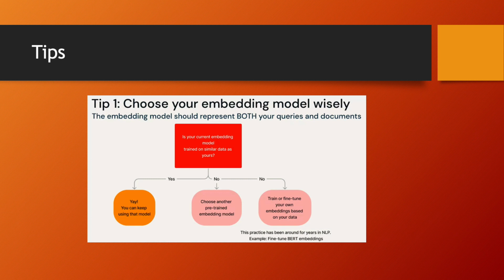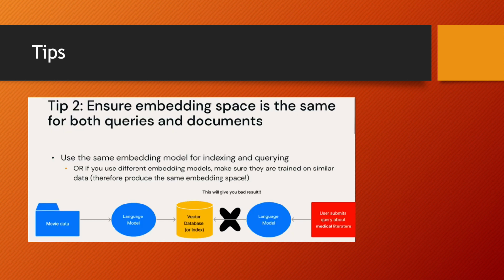Now here is a high-level flow diagram, or a decision tree basically. Is your current embedding model trained on similar data as yours? If the answer is yes, then yay, you can keep using that model. If the answer is no, then you have a couple of choices. Choose another pre-trained embedding model, or train or fine-tune your own embedding based on your data. The practice has been around for years in NLP. For example, fine-tune BERT embeddings.